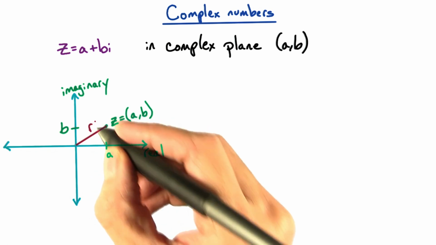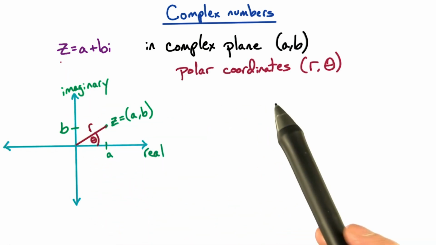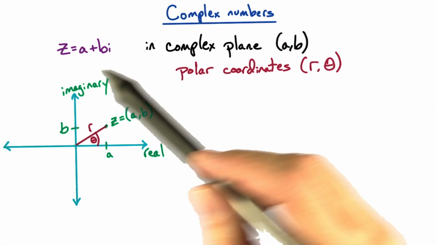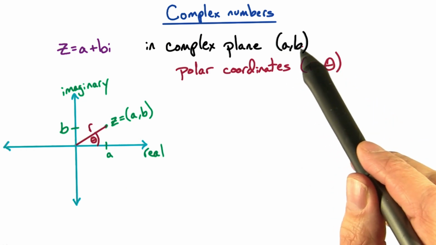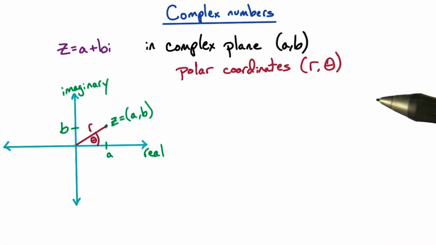Let's call r the length. And we look at this angle, theta. This number z in polar coordinates is r comma theta. Just as we had two representations of a polynomial, either the coefficients or the values, we also have two representations of a complex number, either with the Cartesian coordinates a, b or the polar coordinates r, theta. Now it turns out that polar coordinates are more convenient for certain operations, such as multiplication.